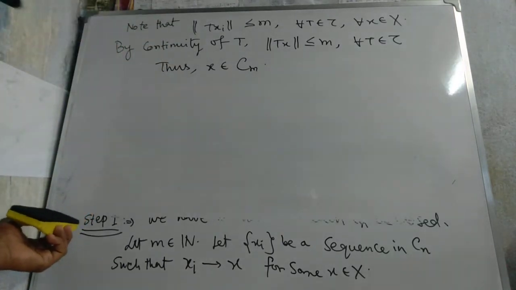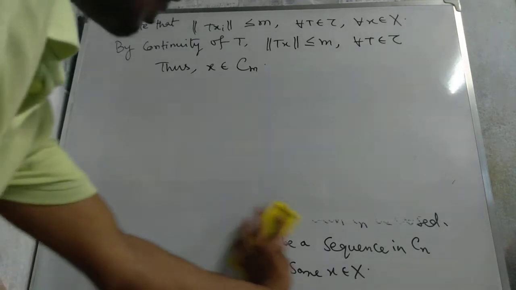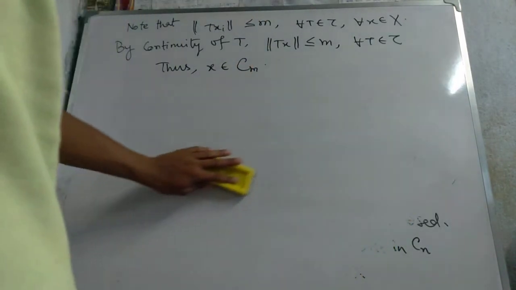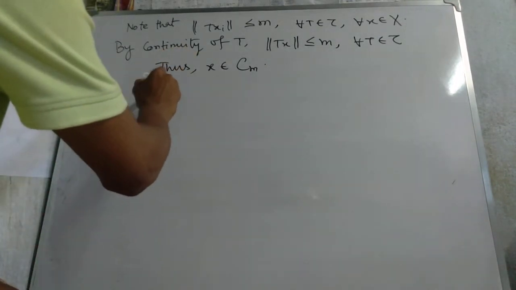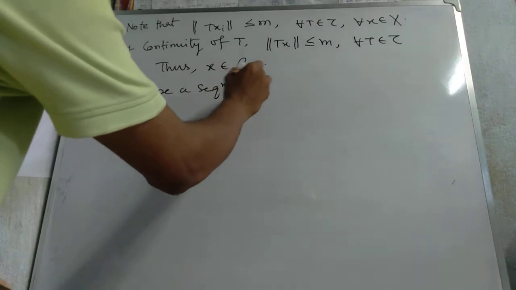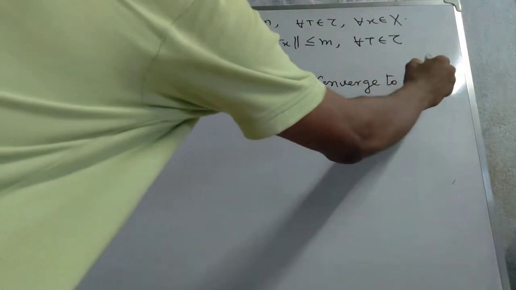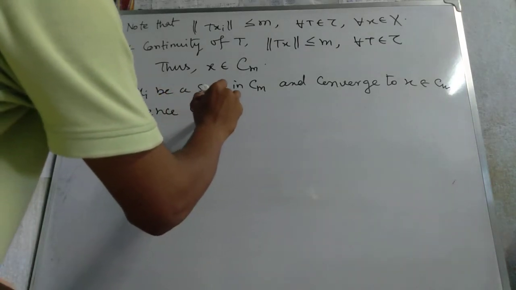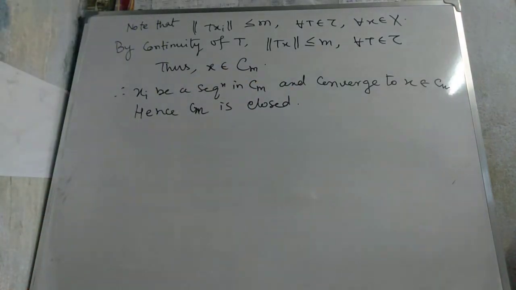So we find that each Cn is closed. Here we find xi is a sequence in Cm and converges to x belongs to Cm. Hence Cm is closed, and since m is arbitrary, each Cm is closed. Now we are going to step 2.